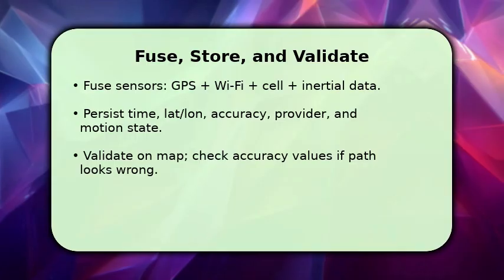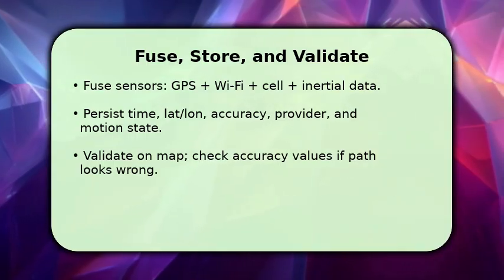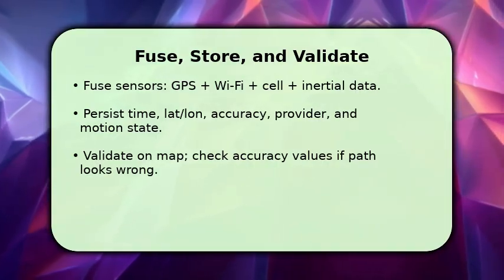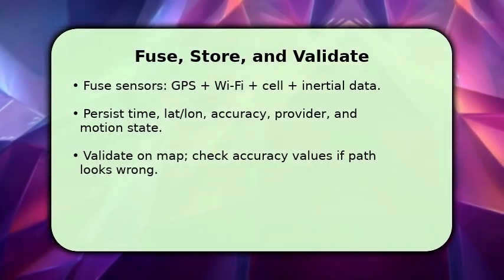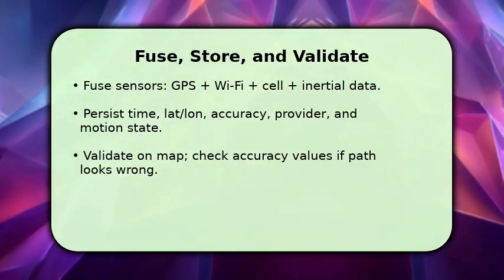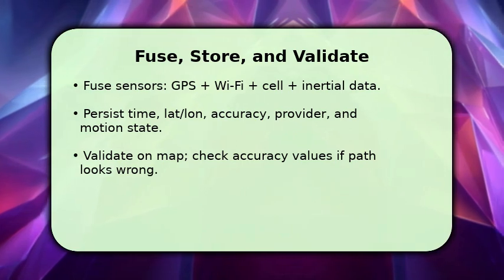Then render the path on a map to visually confirm plausibility. If positions jump or freeze, use the following troubleshooting tip. Verify permissions and sensor hardware. Inspect reported accuracy values, and temporarily increase timeout or switch providers to isolate the fault.